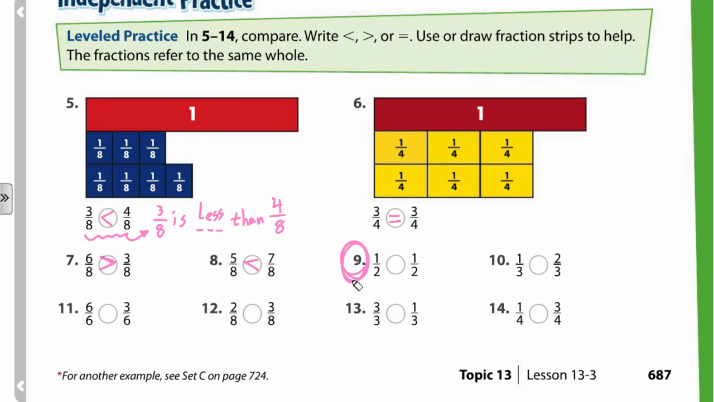1 half and 1 half. Equal. Yes. Thank you, my hero. So these two are equal.